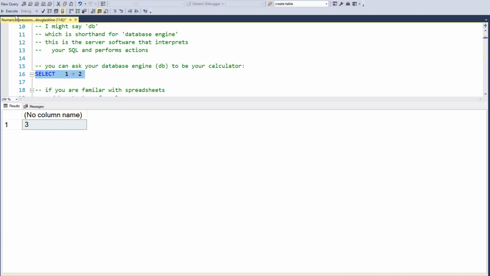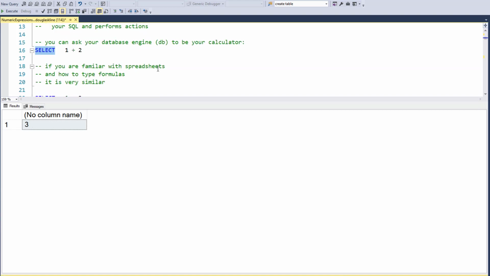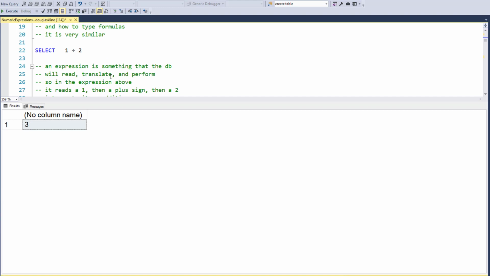So you can ask the database engine to be your calculator. In this case, I'm asking it to add 1 plus 2 and present it back to me in a tabular format using the select statement. And it comes back as a single row, single column. If you're familiar with spreadsheets and how to type formulas in a spreadsheet, this is pretty similar. Some of the syntax is a little bit different, right?